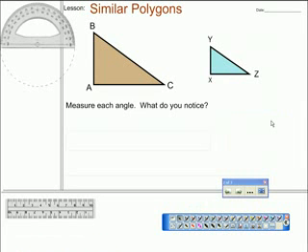Today we're starting Chapter 11. Chapter 11 is on right triangle trigonometry. So what shape are we going to be working with? What kind of triangles? Right triangles, which means they all have right angles in them.